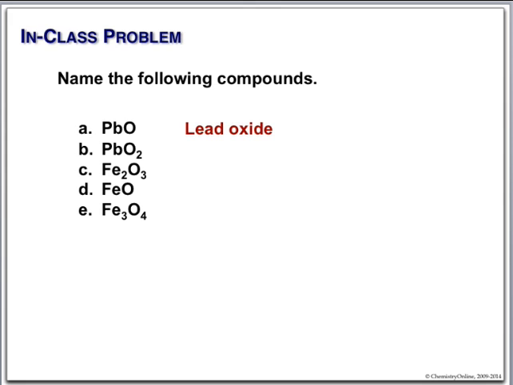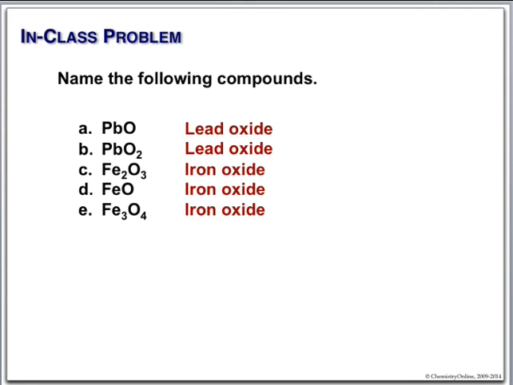Now our second one here, our first word is going to be lead. We don't use multipliers, so this is lead oxide. Iron and oxygen. Iron oxide. Iron and oxygen. Iron oxide. Obviously, there's something wrong here.